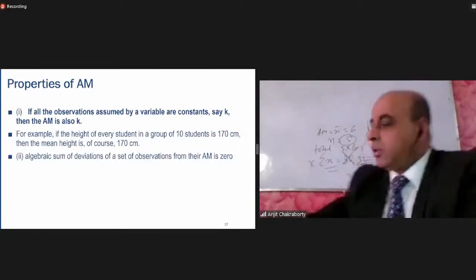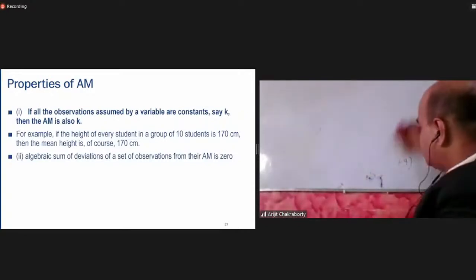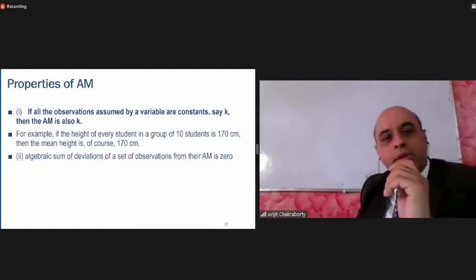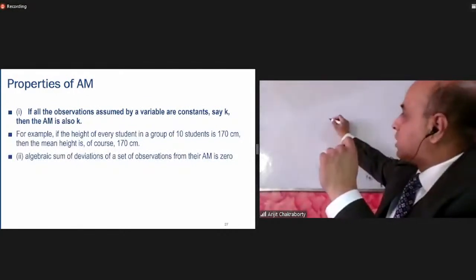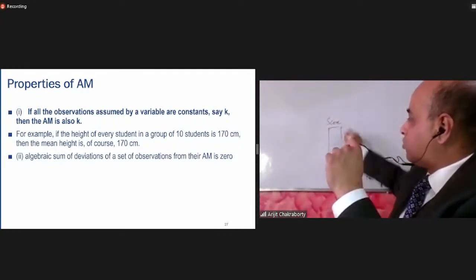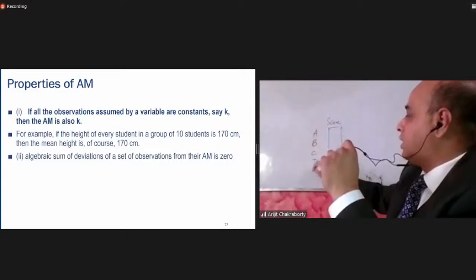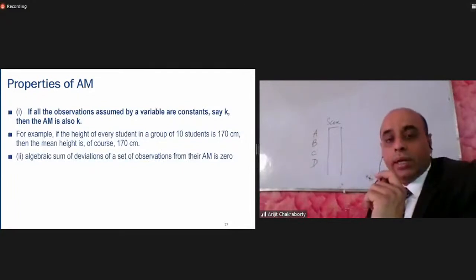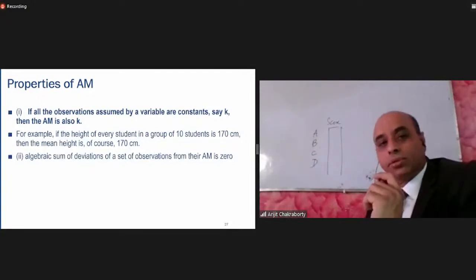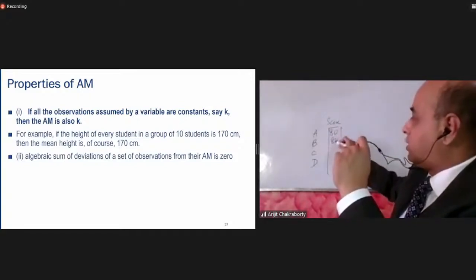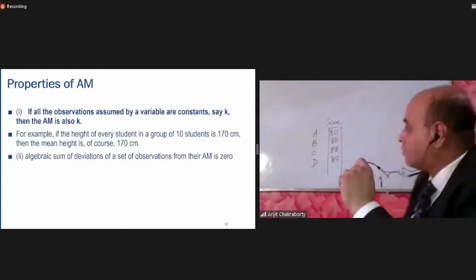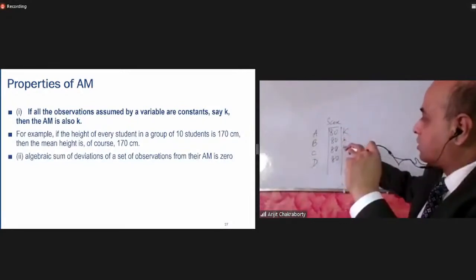Say for example, I am just taking this example to show you. Let us take a small case. If all the observations assumed by a variable are constant, then the AM is also constant. Say the scores of 4 friends, A, B, C, and D, in mathematics. Very surprisingly, they have got the same score, say everyone has got 80, 80, 80, 80. So what will happen if all the observations are constant, say K, K, K?